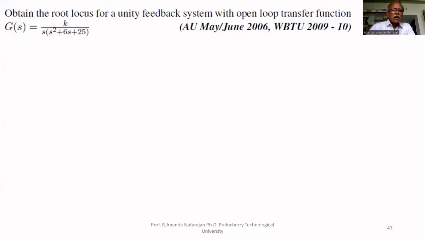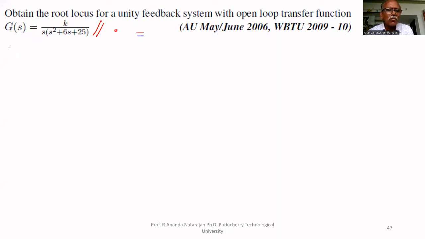Today, let us see some more sums on root locus techniques. Obtain the root locus for a unity feedback system with the open loop transfer function G(s) equal to K upon s multiplied by (s square plus 6s plus 25).